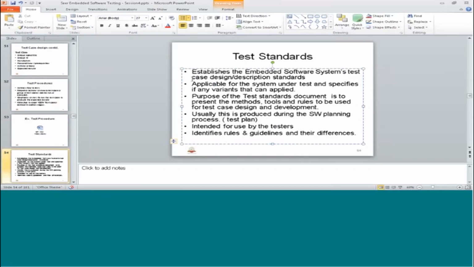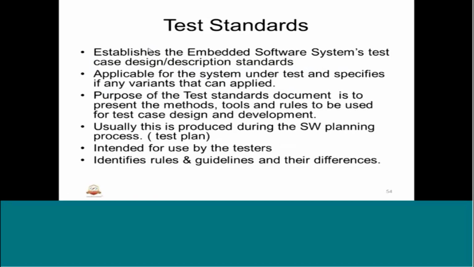So, test standards. It establishes the embedded software system test case design description standards applicable for the system and the test, and specifies if any variants can be applied. That means if any deviation or any change for a specific case needs to be made, all these standards will be highlighted. It highlights the purpose of the test standards document in terms of methods, tools, or any rules or guidelines that have to be used for test case design and development.